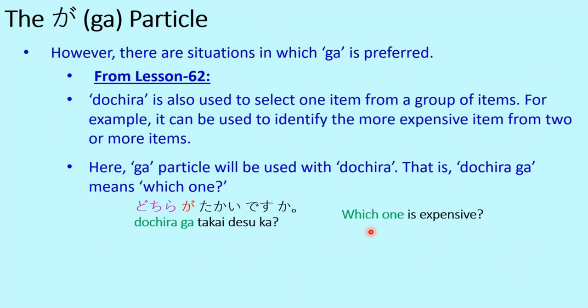Which one among these two is more expensive? To give emphasis to the expensive item, the question is asked like "which one is expensive?" In Japanese it is dochira ga takai desu ka. This ga emphasizes the selection between the two items.